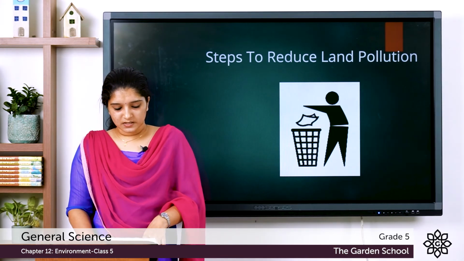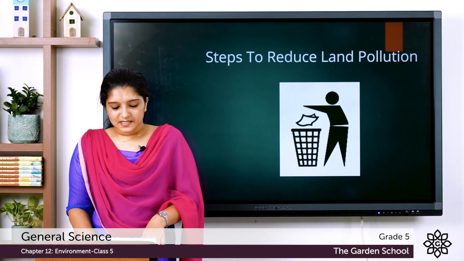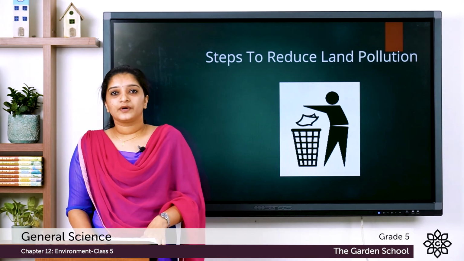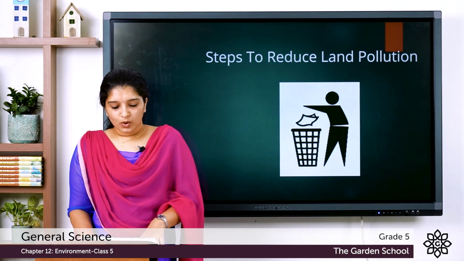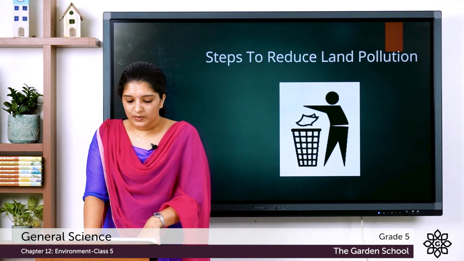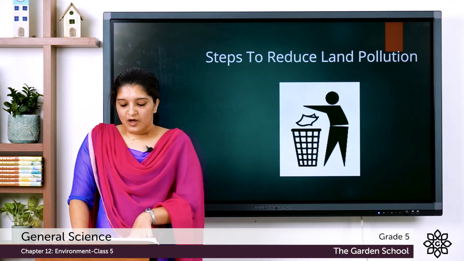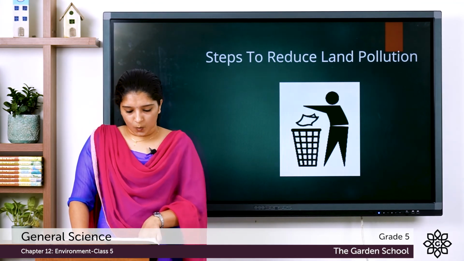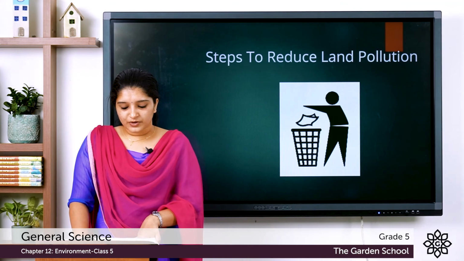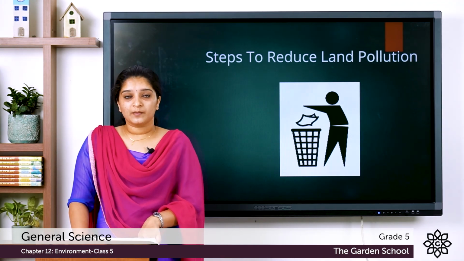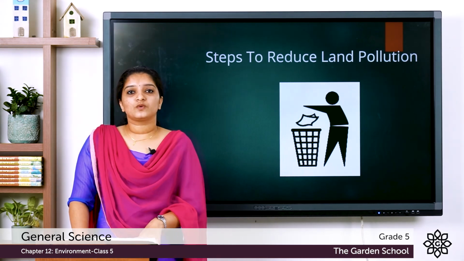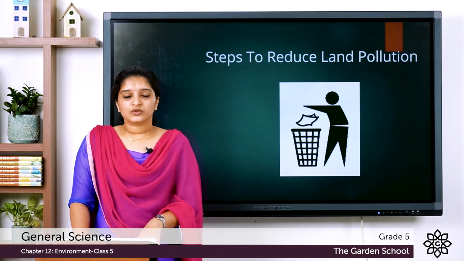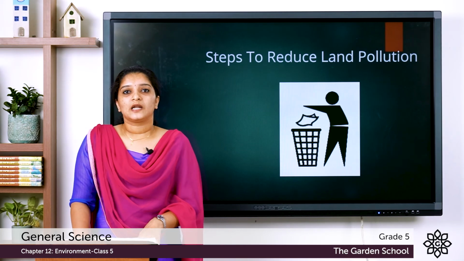The last method is that biodegradable waste such as fruit and vegetable peelings should be collected in a pit and allowed to decompose. The decomposed matter can be used as manure to grow plants. This too will help in reducing waste. We can easily set up a compost pit at home. In addition to providing a way to reduce degradable waste, it also provides manure which can be used for our gardens at home. So these are some of the steps to reduce land pollution.